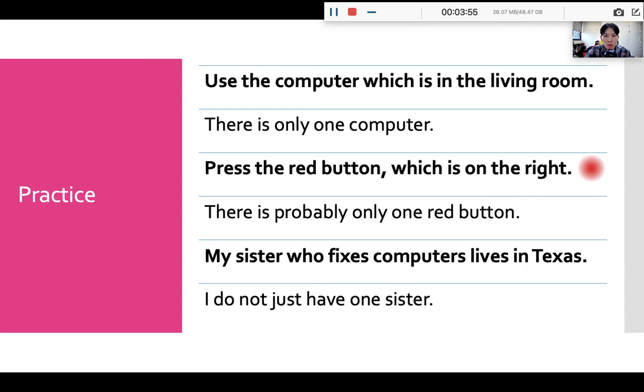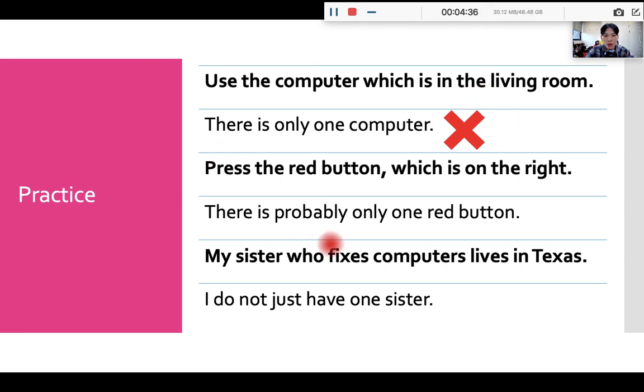Now let's do some practice to check whether or not you understand the difference between defining and non-defining relative clauses. So for the first one, use the computer which is in the living room. You don't see any commas here. So this is a defining relative clause. Is there only one computer in the room? Of course not. There are more than one. So you are using the relative clause to help us identify which one you are talking about.